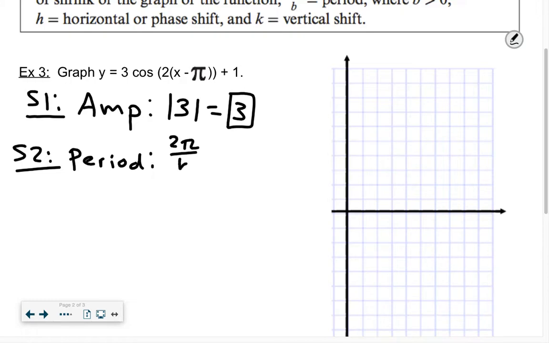Pi over b. What's our b value? 2. There's your a. There's your b. This is your h. That's your k. b value is 2. Therefore, the period is going to be pi. Now, recall, what does it mean to have a period of pi again? Well, that means one full cycle will take place within pi units.